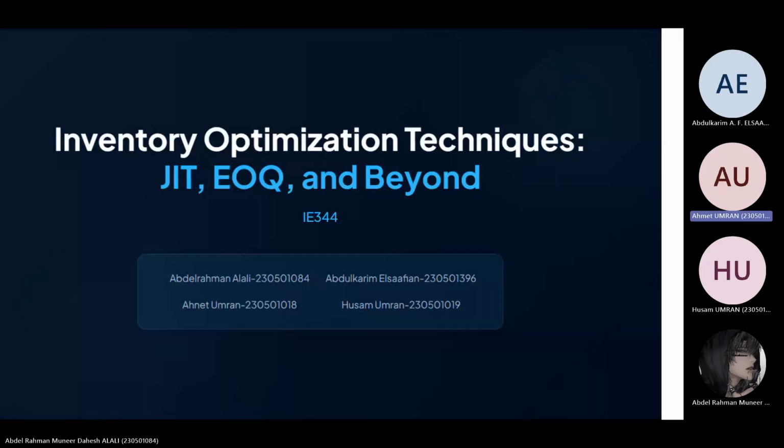GIT, EOQ, and some more advanced methods used in modern supply chains. To start with, inventory optimization.